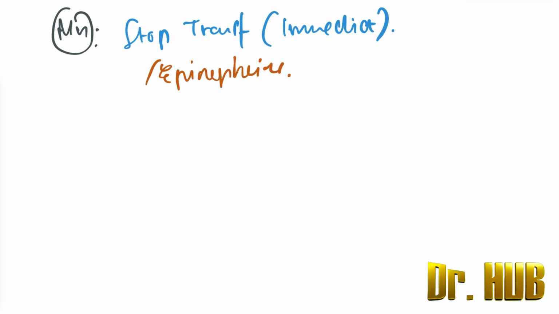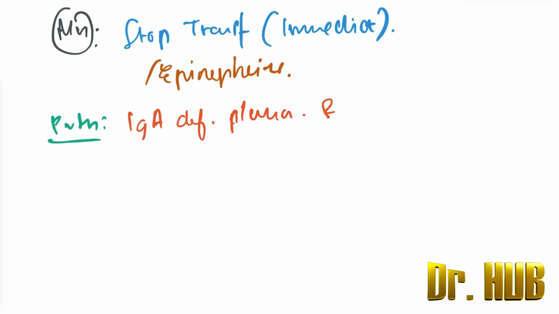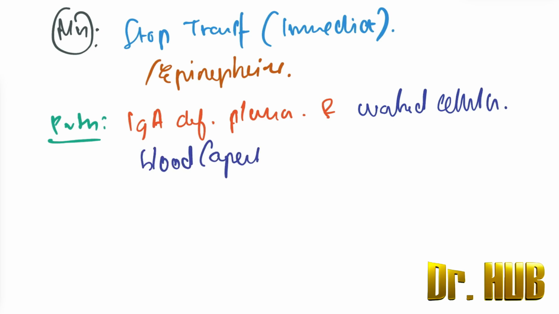Then comes the prevention. Prevention is by using IgA deficient plasma and washed cellular blood components.